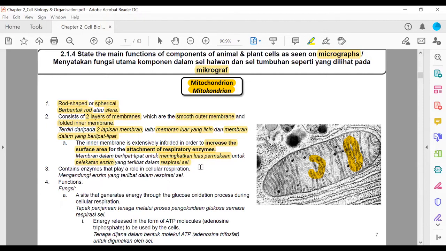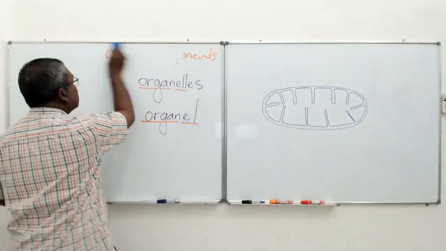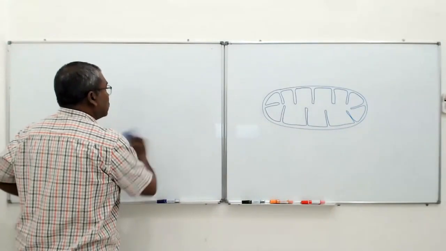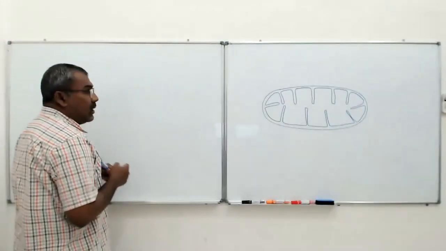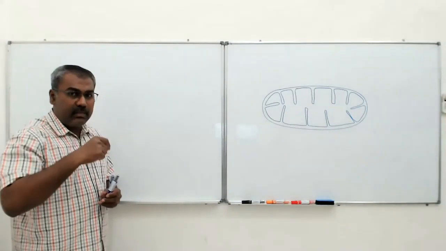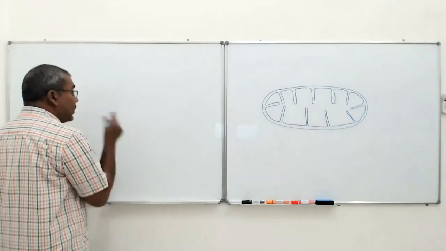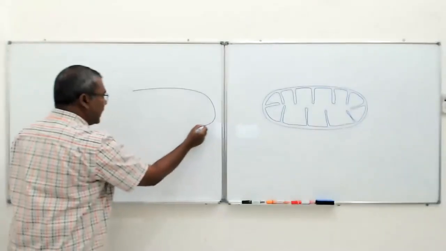Maka pertama, increase the surface area. Kenapa increase the surface area? Maka kedua, attachment of respiratory enzyme. Tempat supaya lebih banyak. Okay, saya tunjuk kepada you. Let me show to you. Macam mana increase surface area ni? Kalau mitochondrial punya inner membrane not folded, katakan not folded, tidak berlipat-lipat.